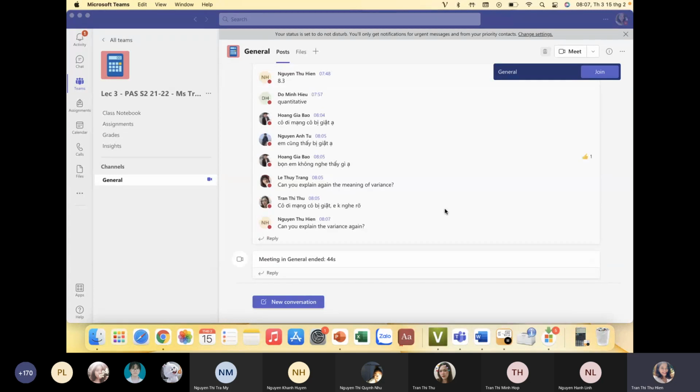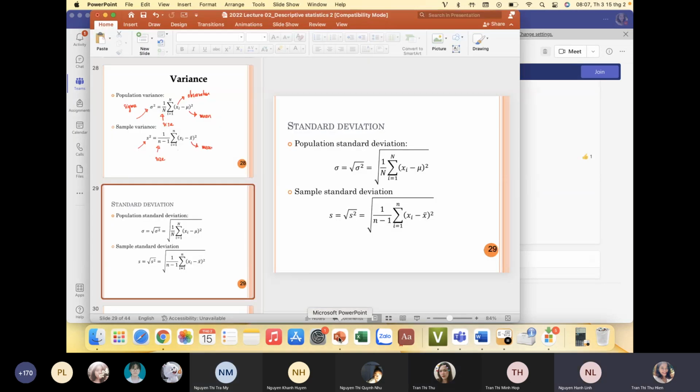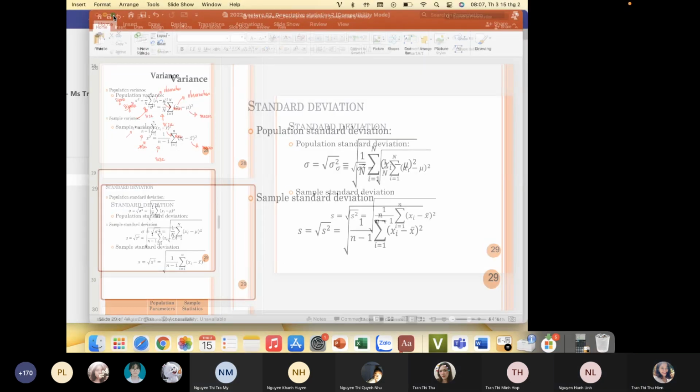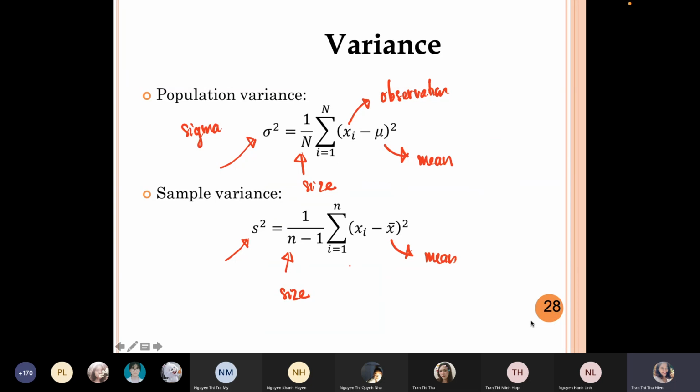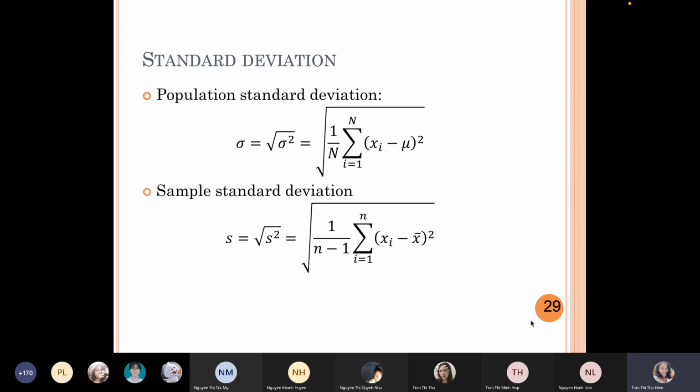Okay, so can you hear me clearly right now, class? Yes. Okay, so before I told you about the meanings of variance. Just take a look at the standard deviation. The standard deviation is just the positive square root of the variance. This is the variance. So the standard deviation is just the positive square root of the variance.